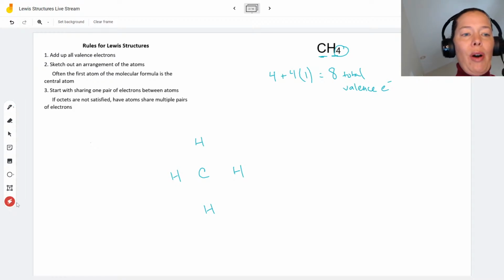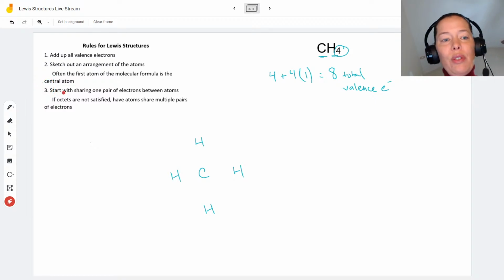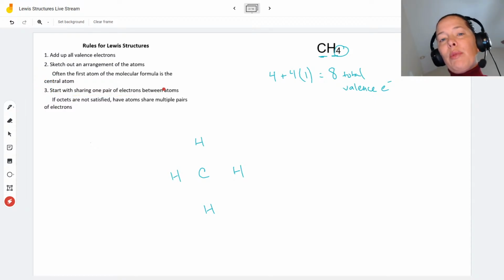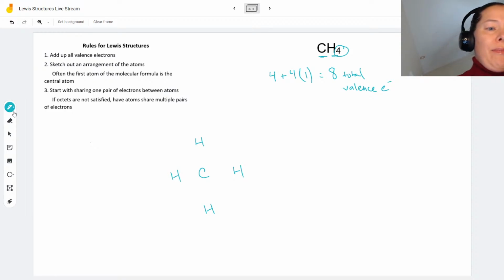Now I am on my third rule for Lewis structures, and I'm going to start sharing electrons between atoms. To form a bond, I need to share at least one pair, or two electrons, so that is what I'm going to start with. You know, I think I'm going to put my electrons in a different color.